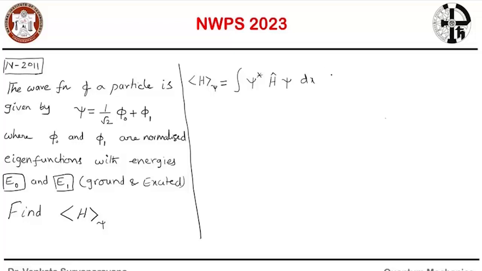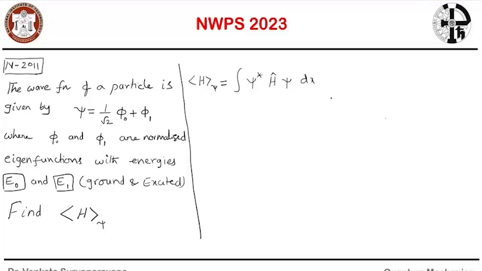But what is H psi? Let us put in some values. Psi star is 1 over root 2 times (phi 0 star plus phi 1 star). Okay, let me ask a question. Is this the correct way to do it? Is this the correct way to calculate the expectation value?